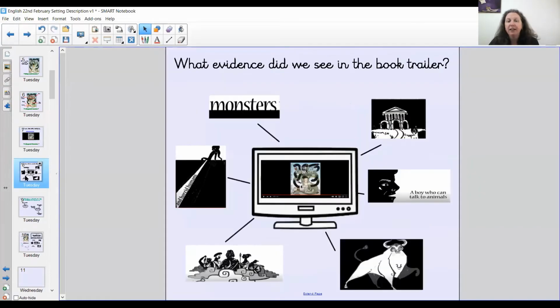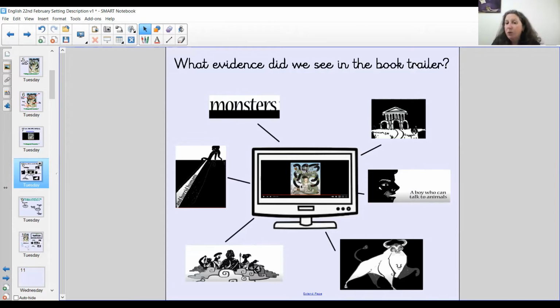Okay, so hopefully you will have picked out this evidence. So this is the evidence that I picked out when I saw the trailer for the book. It talked about monsters or beasts, those mythological creatures. We can see one here. It showed the temples, and it also showed the journey to Mount Olympus. So that also supports what is on that front cover.